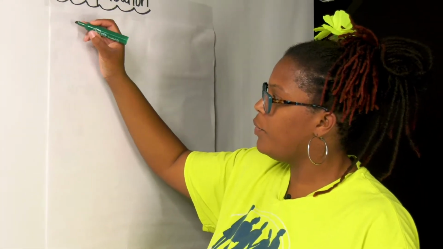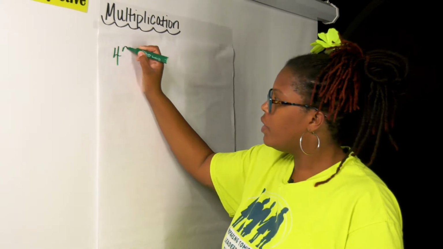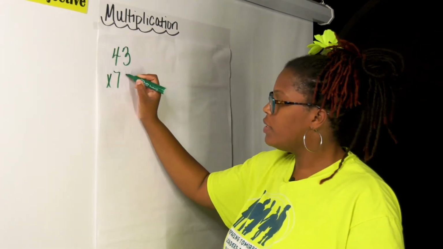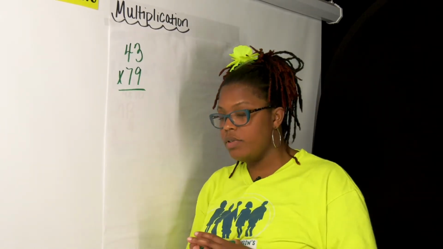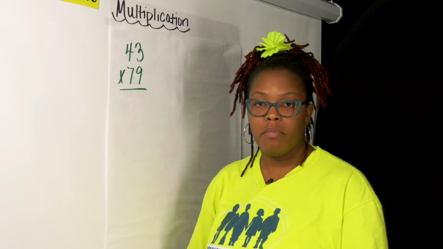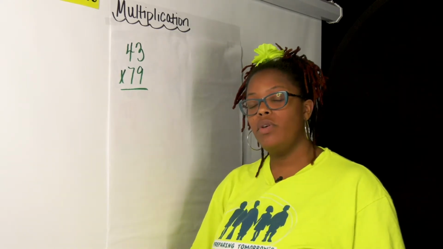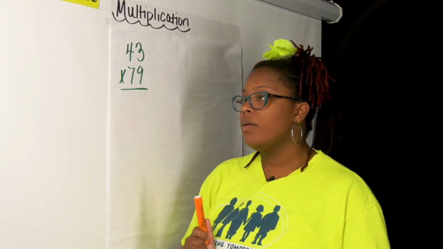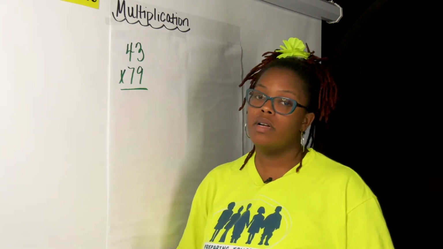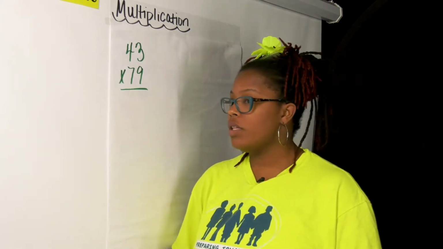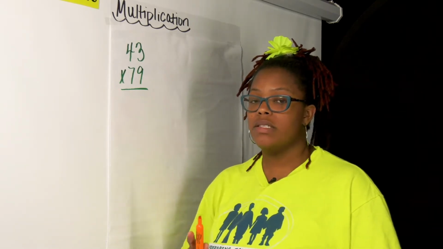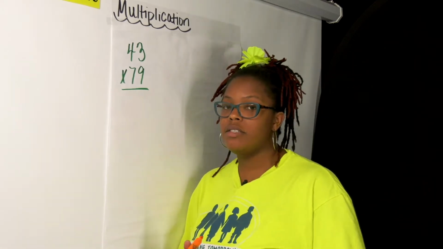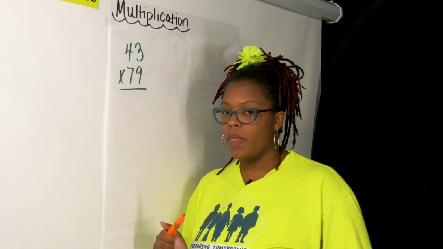All right, so let's say we have an example that says 43 times 79. Now this is a 2-digit by 2-digit. This process is very important. I'm sure some of you probably started to learn it in the school year, or you probably didn't even get to this with everything that was going on. So it's very important that you remember this, because you must learn to become a fluent multiplier.